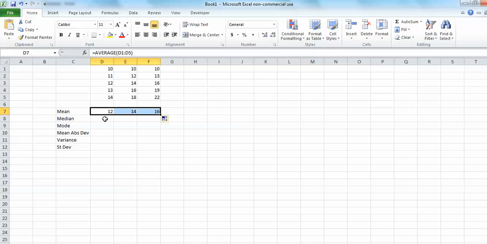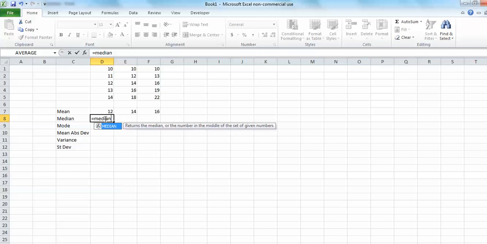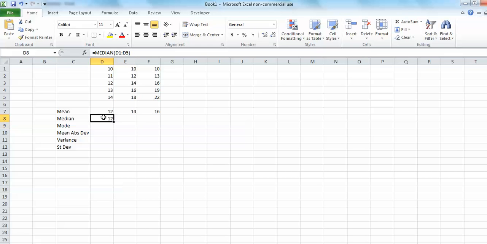We can do the same thing for the median. We can type in equals and then type the word median, then put a left parentheses right here. Then we highlight the 5 numbers, close the parentheses, and press enter. Once you close the parentheses and press enter, we can put the mouse on the bottom right corner right here, click on the left side of the mouse and drag to the right, and it'll find the median of the other columns.